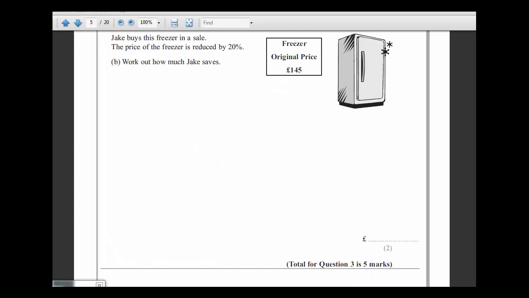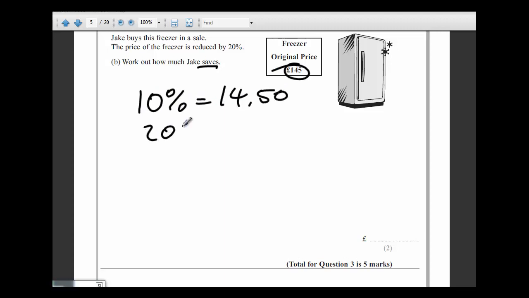Part B then. Jake buys this freezer in a sale. The price of the freezer is reduced by 20%. Work out how much Jake saves. So the original price of the freezer is £145. 10% of this is £14.50. So 20% is £29. So he actually saves £29.